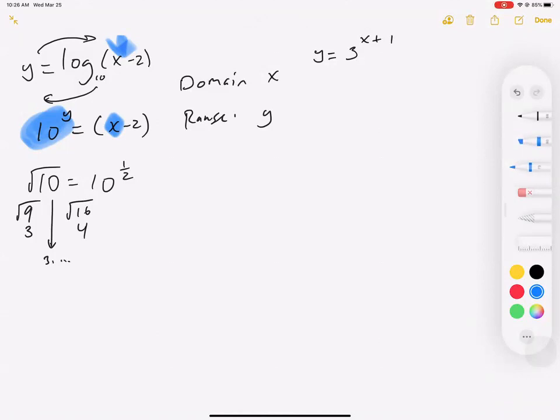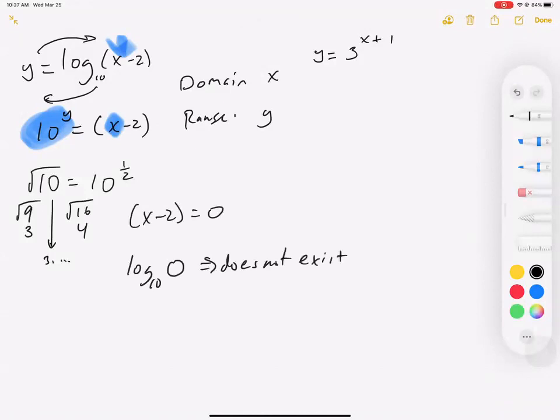So what number would make this go to 0? X minus 2 can't be 0. Log base 10 of 0 does not exist. And once we hit 0, that's when we start to approach all the negative numbers, -1, -2. And we said if we can't hit 0 and we can't be -1, we can't -2. Well, what values can we use? We can use anything on the right.